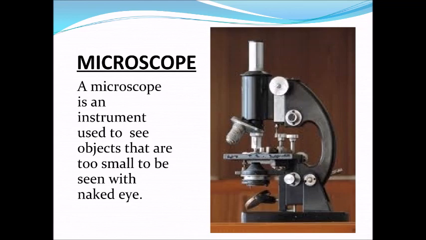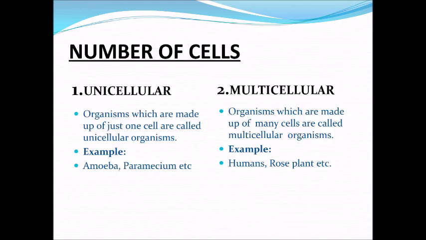So how did we come to know that living things are made up of cells? With the help of microscopes. These microscopes are special instruments used to see objects that are too small to be seen with the naked eye. By naked eye we mean without the help of any type of lens or instrument. So we use microscopes to see these cells.